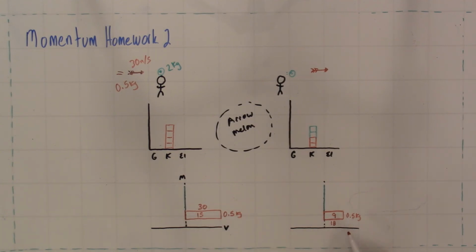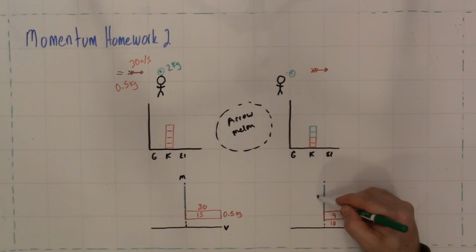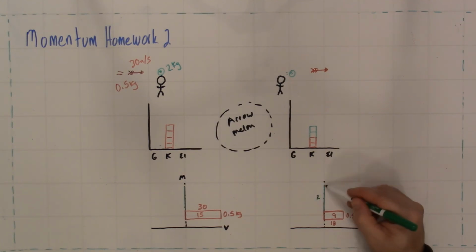It lost a bunch, but what do we know? The total has to be the same. Was 15, now it's 9, it looks like we're missing 6. So the total area has to be the same. This guy here, we know his height is 2 kilograms, so I wonder how fast he has to be moving.